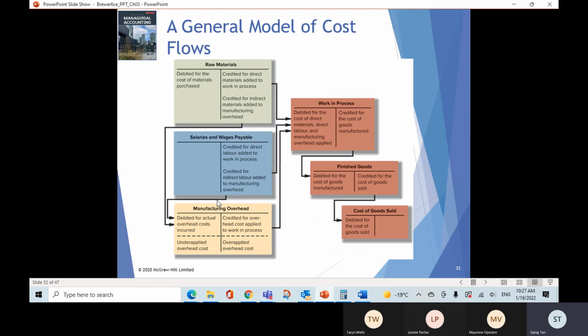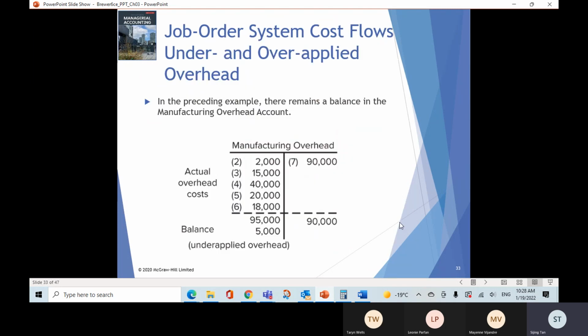So this is the whole general process to show how you're going to do the journal entry and the T account. And the manufacturing overhead, we just talked about it, is a little bit different, because there is underapplied overhead cost and overapplied overhead costs. Okay, we're talking about this in a bit. So we move on. So this is the under and over applied overhead.